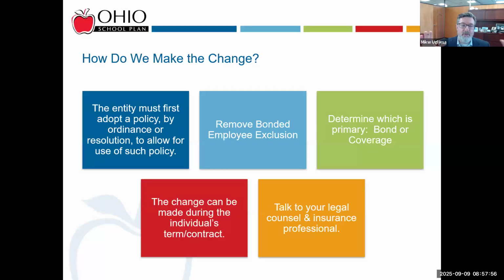So the how, this is the slide for the how: adopting a policy or ordinance by resolution, certainly talking to board counsel and your insurance professionals to understand it, and understanding there's a couple different ways to go about doing it, as far as all on the bonds, just on the insurance, or a combination of both. And there are sample policies and procedures out there. I think OSBA has access to them, as well as they're on the state auditor's site, and I believe OASBO has them as well.